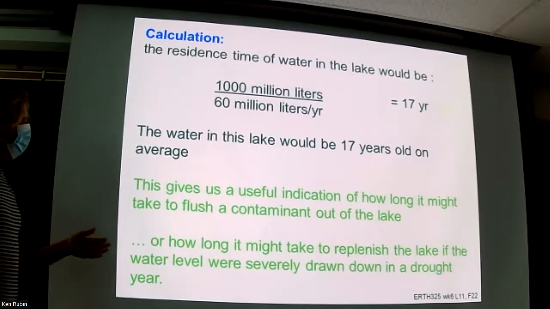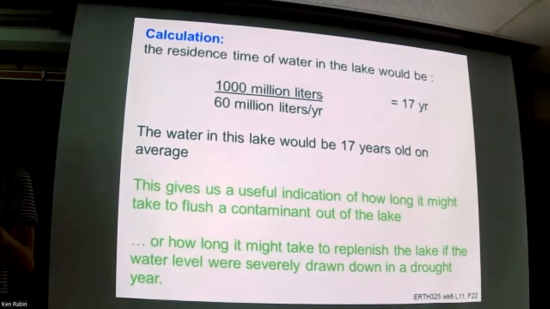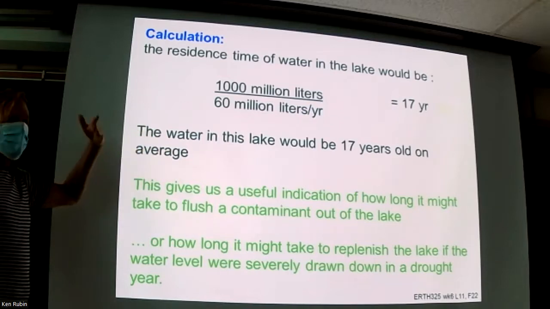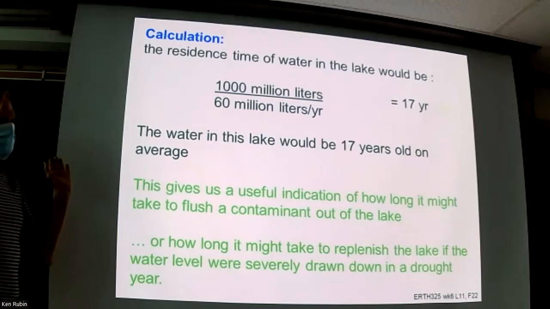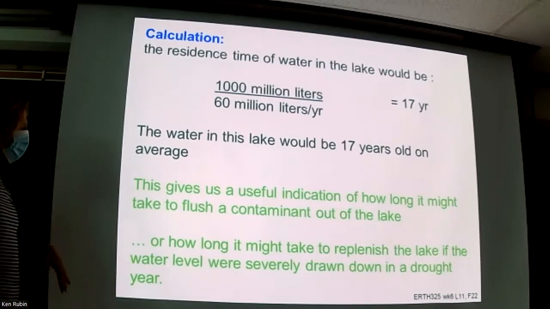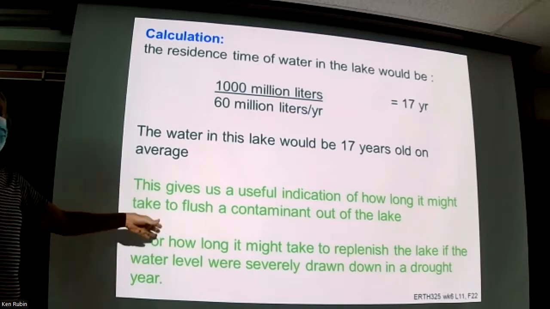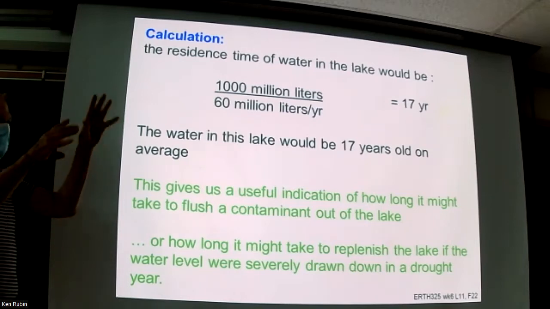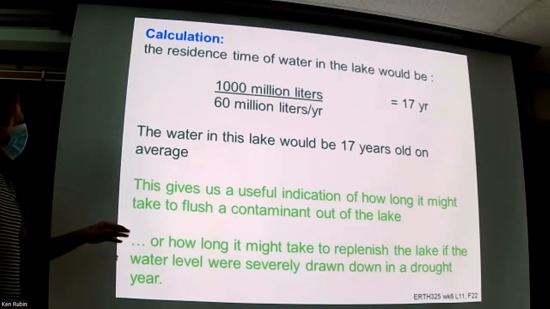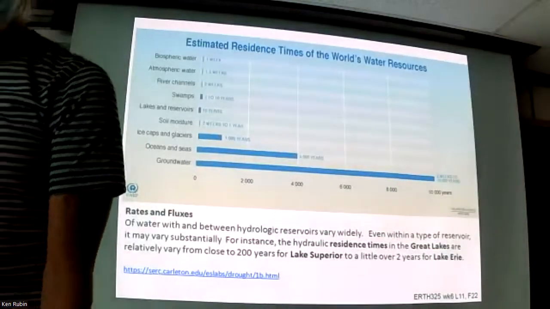And it's a useful indicator, for instance, of how long it would take to flush a chemical contaminant out of that lake if it got added into it. We know it wouldn't be centuries, it might be decades. Or let's say we had a severe drought one year and a municipality drained that lake to use it for drinking water. How long would it take to replenish water levels? Again, it depends on what else is happening with the fluxes in and out. But it's part of the way we think about reservoirs.